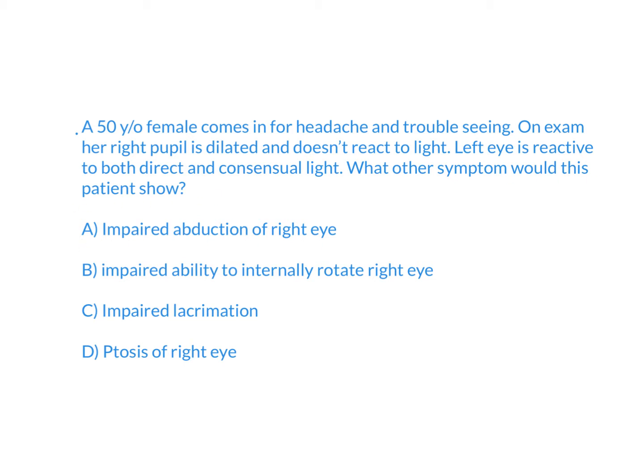So A is impaired abduction of the right eye. B is impaired ability to internally rotate the right eye. C is impaired lacrimation. And D is ptosis of the right eye. So I'll let you answer and then I'll explain in 5 seconds.